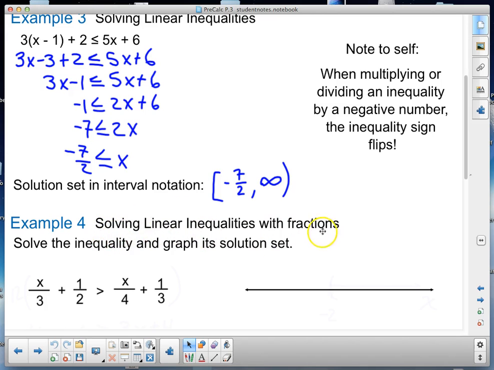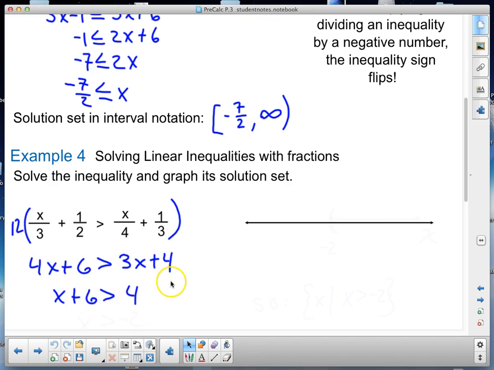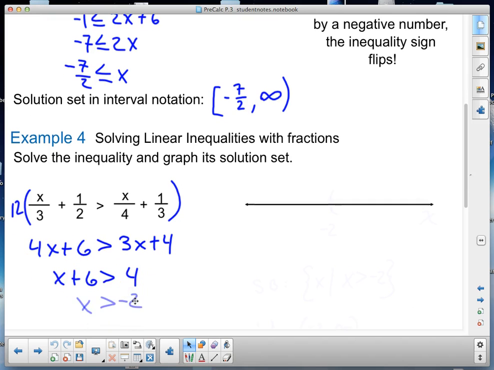Solving linear inequalities with fractions, solve the inequality and graph its solution set. So let's solve first. And just like we did before, let's multiply by 12 on both sides. Now clear out the fractions. So I'm going to have 4x plus 6x and 3x plus 4. Okay, and here it's greater than. I'm going to subtract 3x and subtract 6, so x is greater than -2.